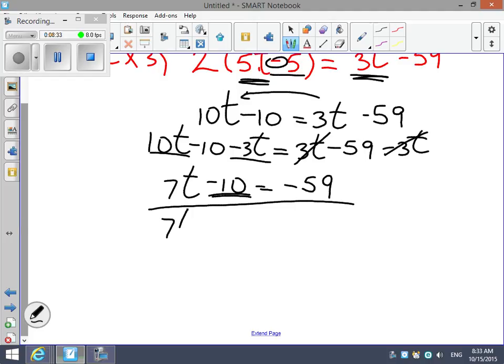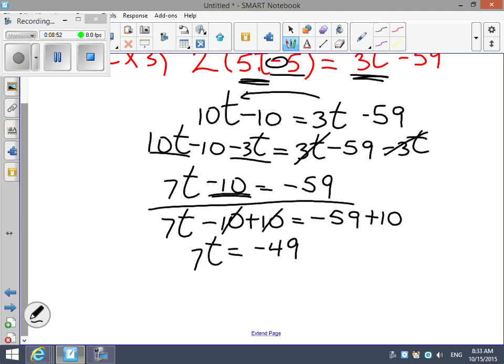So this simply will be 7t minus 10 plus 10, because we do the opposite operation to both sides, equals negative 59 plus 10. Added 10 to the left, add 10 to the right. Those cross out. 7t is equal to negative 49. Now all I have to do is isolate my variable and get t by itself. The only way to get t by itself is to get rid of that 7. So I'm going to divide by 7 to both sides.